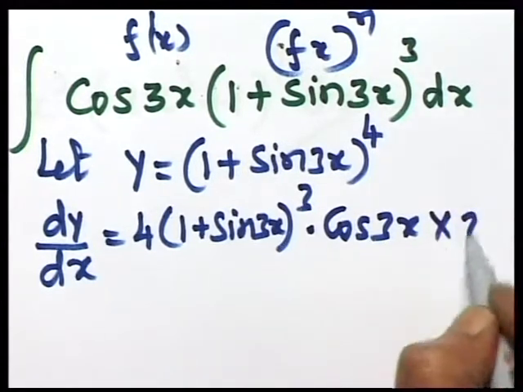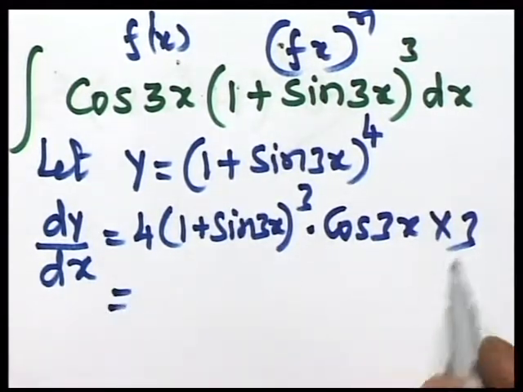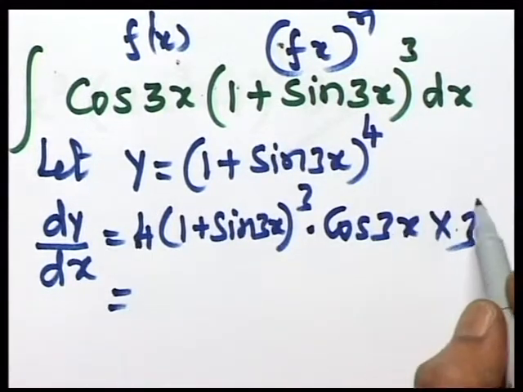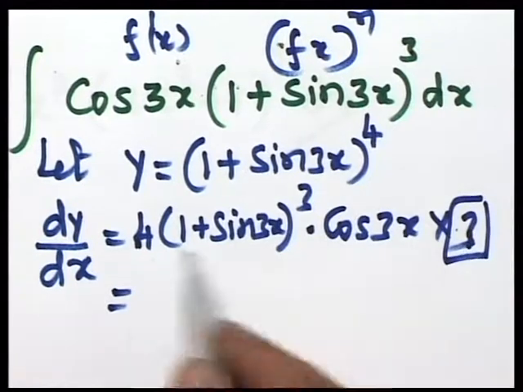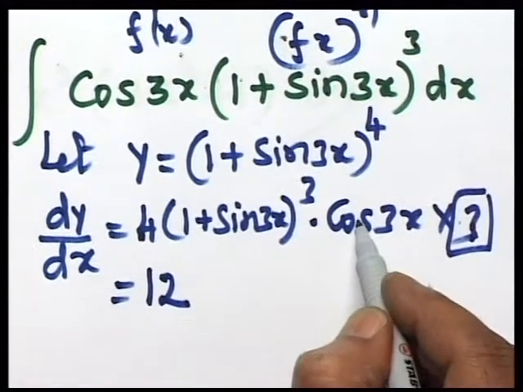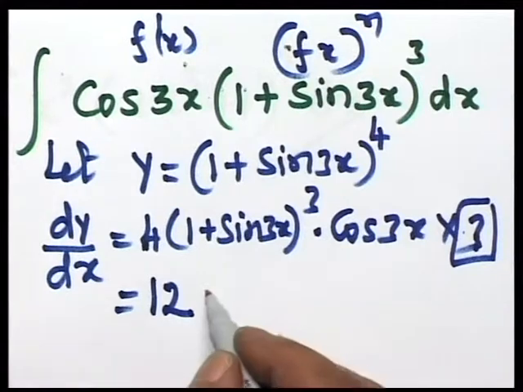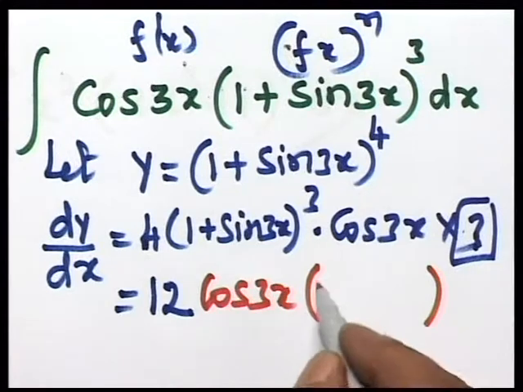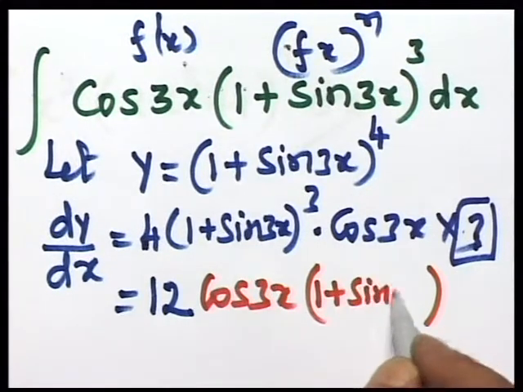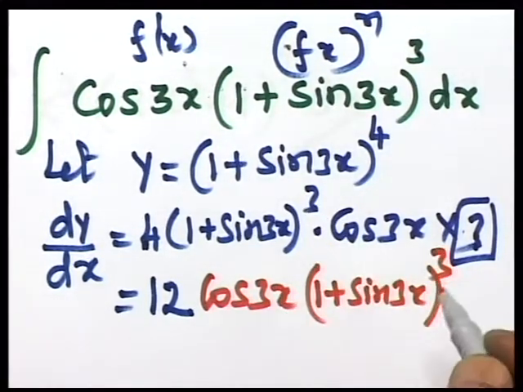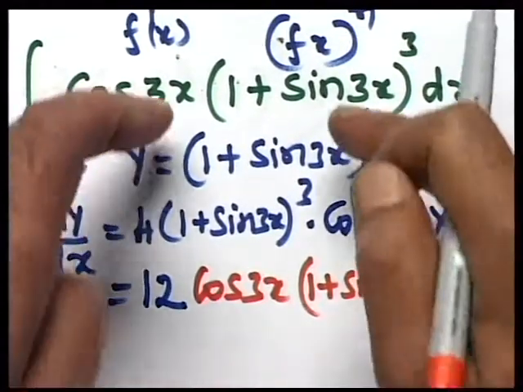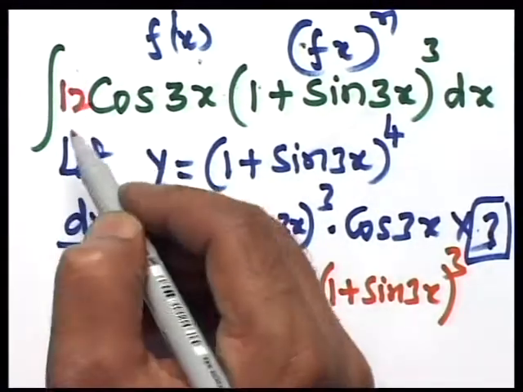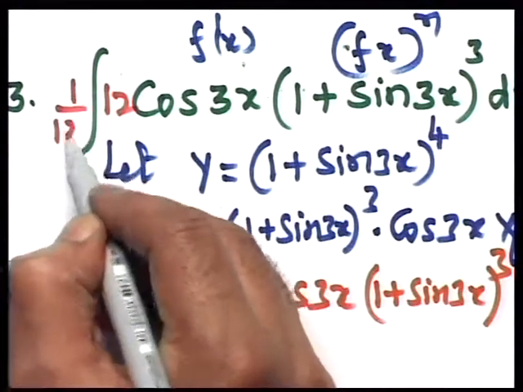Times 3, right? Now, the final step looks like 3 times 4. Hey, don't say 3 times 3x is 9. That's a number, please. That's an angle. 3 times 4, 12. Let's write cos 3x in the front, right? Cos 3x. And then inside the bracket, whatever is there, 1 plus sine 3x to the power 3. So compare the question now. The question is more or less the same except this number. So introduce the 12 in the front. Then divide by 12 there.